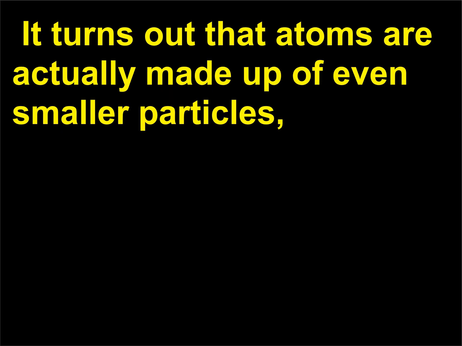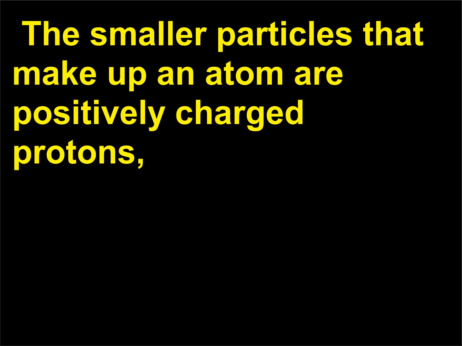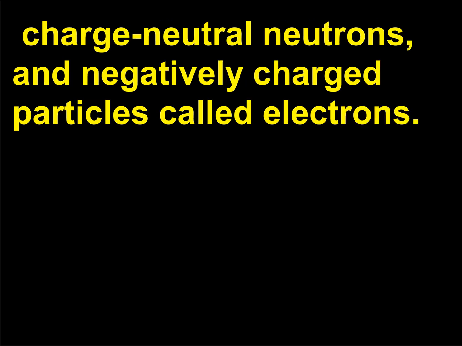It turns out that atoms are actually made up of even smaller particles. But the atom is the smallest unit of matter that defines an element. The smaller particles that make up an atom are positively charged protons, charge-neutral neutrons, and negatively charged particles called electrons.